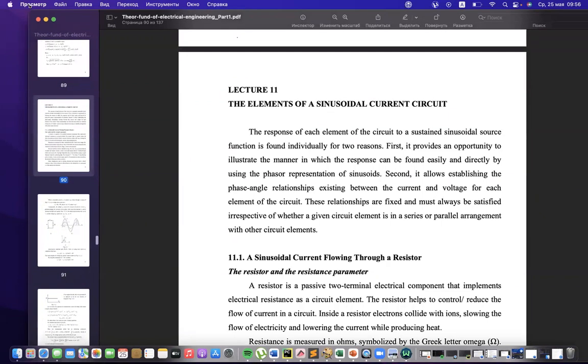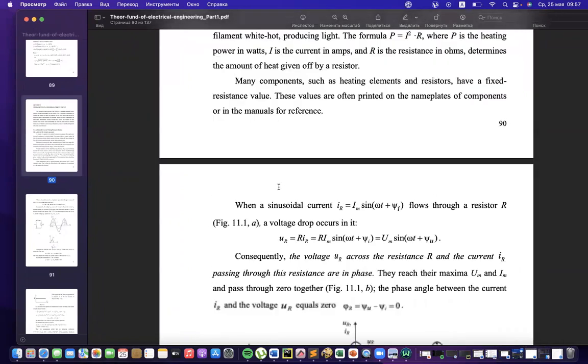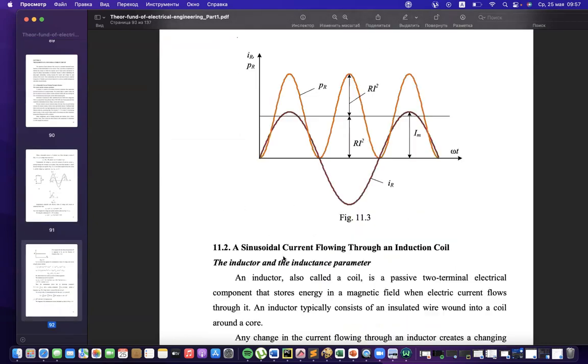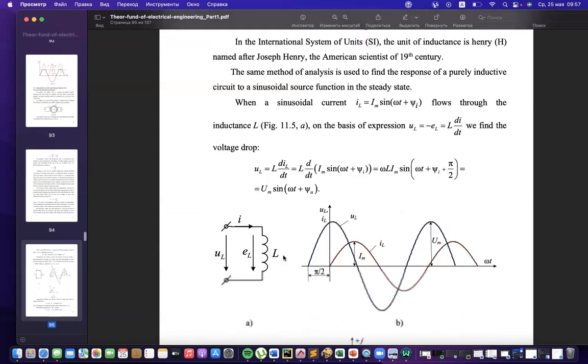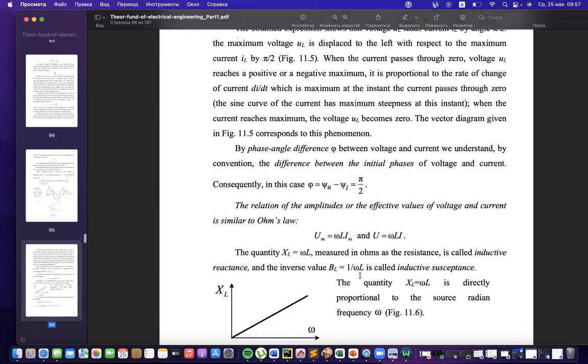We finished, we passed about elements. We told that there are three main elements: resistor with sinusoidal form like this, with vector graphical form of complex vector like this, without any angle between voltage and current. Then for the coil, shifting of plus 90 degrees between sinusoidal functions, between voltage and current.